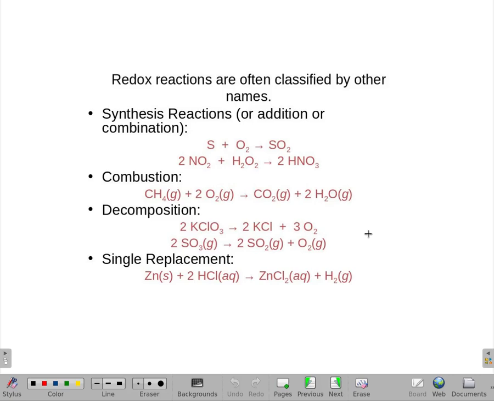All right, so our summary of these redox equations. We have synthesis, where we make a single product. We have decomposition, where we start with a single reactant. Combustion has oxygen as a reactant, and single replacement, something all by itself, and then something else all by itself.